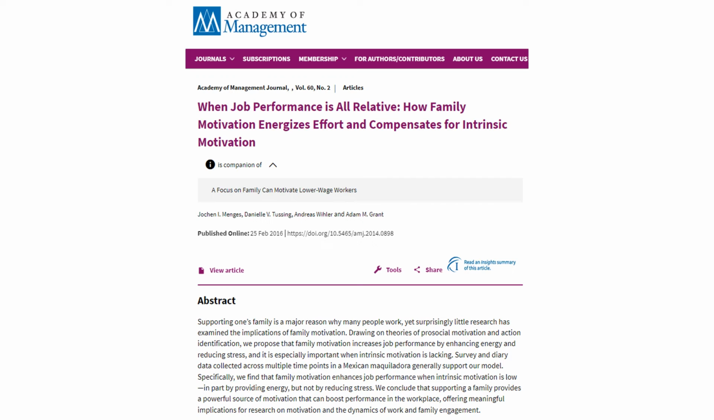In this article titled "When Job Performance is All Relative, How Family Motivation Energizes Effort and Compensates for Intrinsic Motivation," researchers argue that family motivation can coexist with enjoyment and serve as a particularly important source of meaning when enjoyment is lacking. When intrinsic motivation is low, family motivation can compensate for a lack of intrinsic motivation.